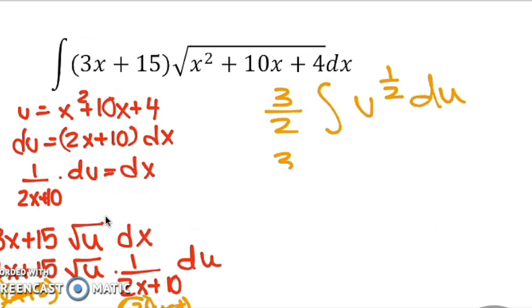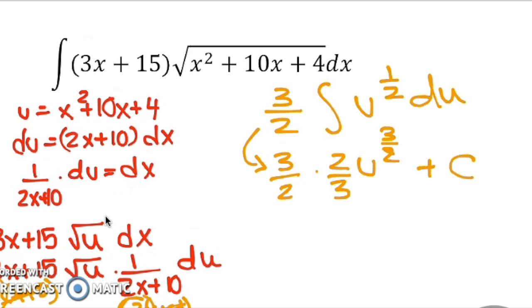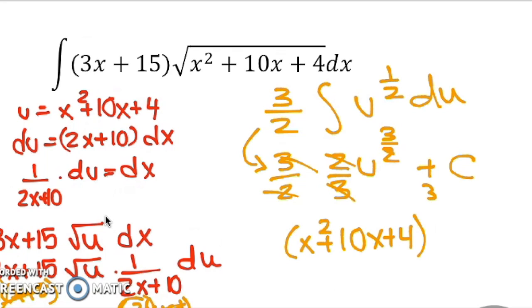Now integrating, the 3 over 2 I'm just going to bring down. This is going to be u to the 3 over 2, go up an exponent, multiply by the reciprocal out front, plus c. These cancel out, which is super nice. So I just wind up with u to the 3 over 2 plus c, which is x squared plus 10x plus 4 to the 3 over 2 plus c.